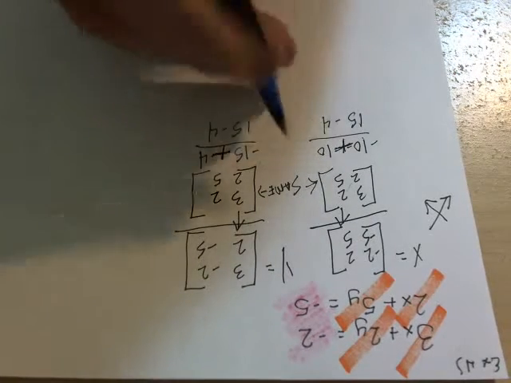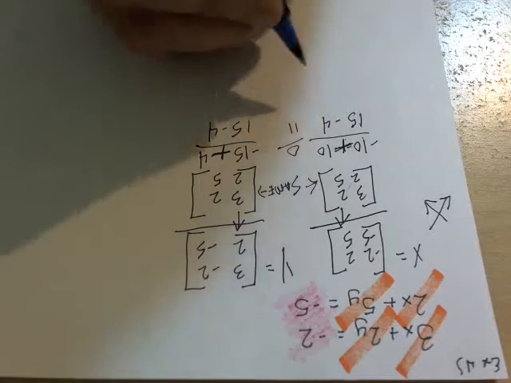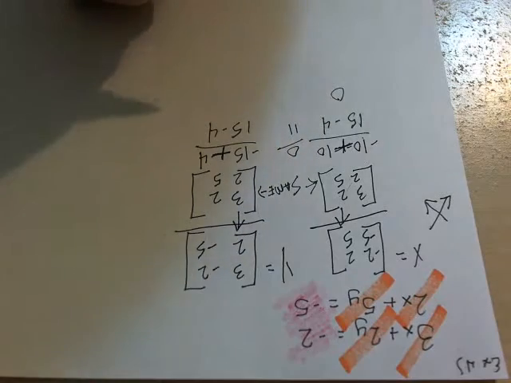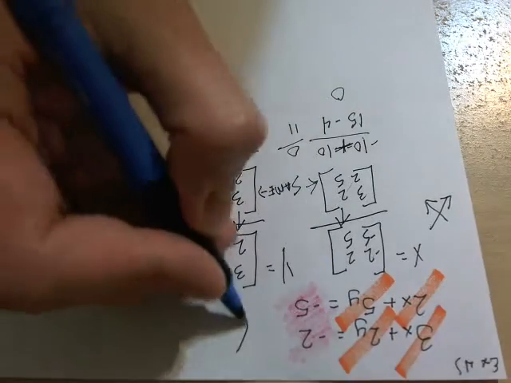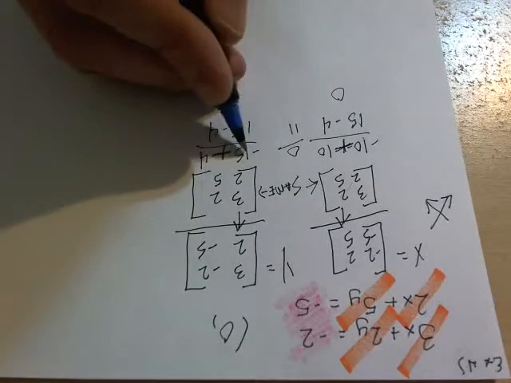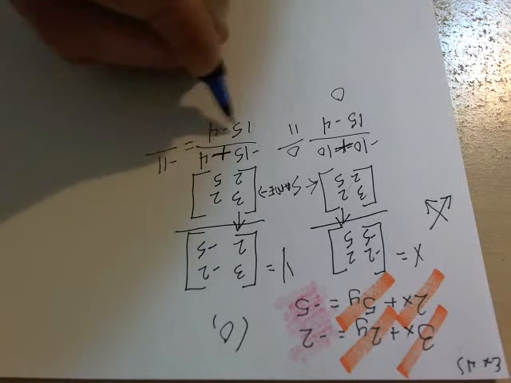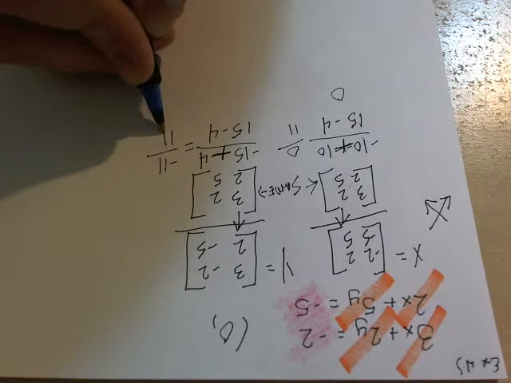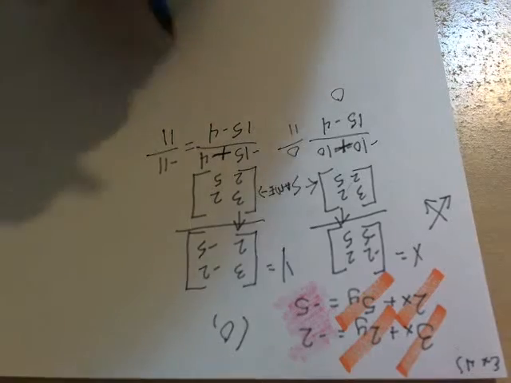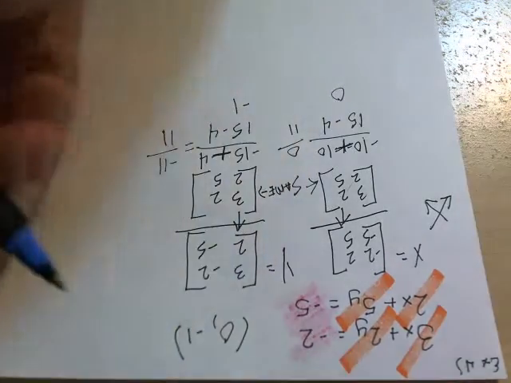So we've got negative 10 plus 10, which is 0, over 15 minus 4, which is 11. Well, 0 divided by 11 is 0. So x has to equal 0 here. Interesting. Y side, negative 15 plus 4 is negative 11. Over 15 minus 4, which as we already said is 11. Negative 11 divided by 11 is negative 1, which means y has to equal negative 1.